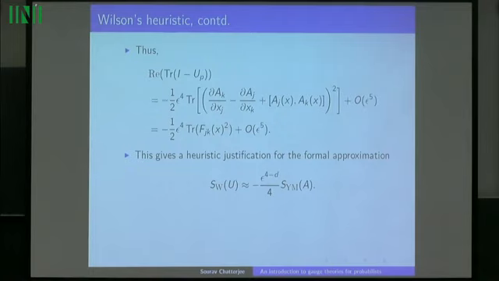So this is Wilson's heuristic that the Yang-Mills action, the Wilson action, is approximately epsilon to the 4 minus the dimension over 4 times the Yang-Mills action of this original connection. So if you start with a smooth connection, you get this relation.